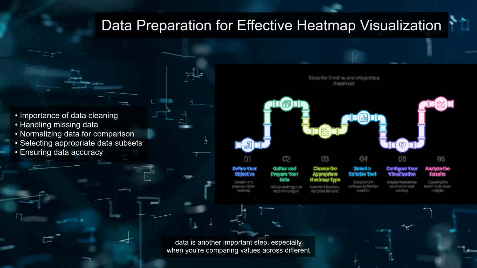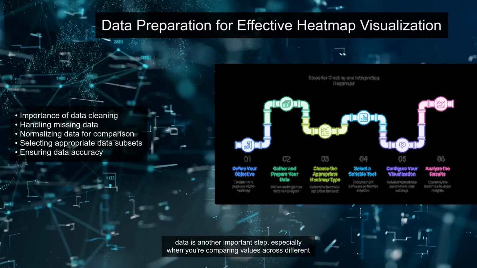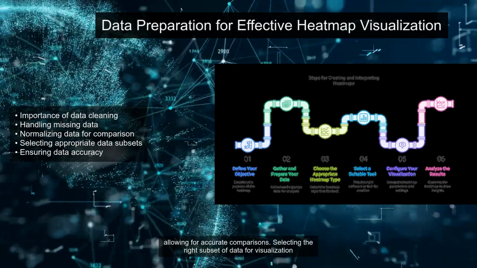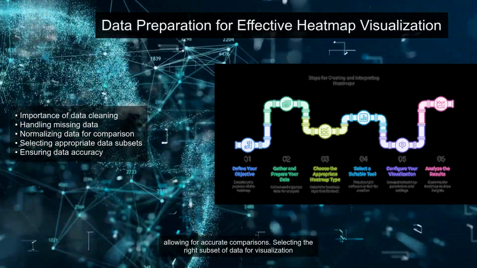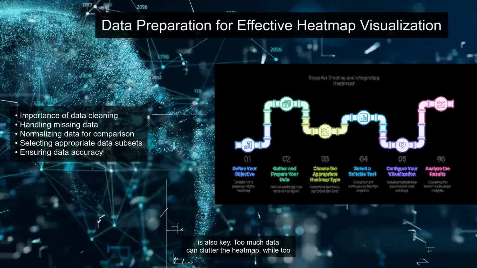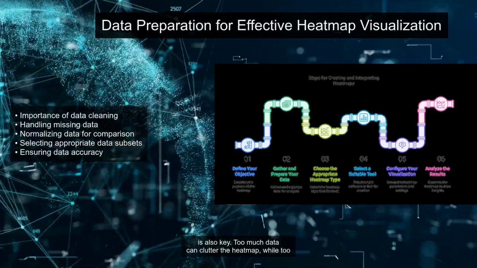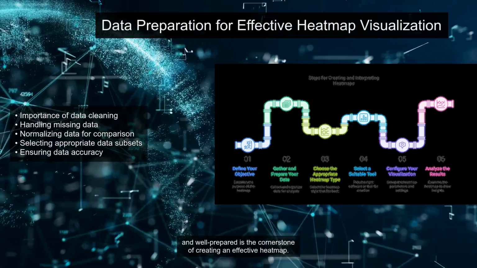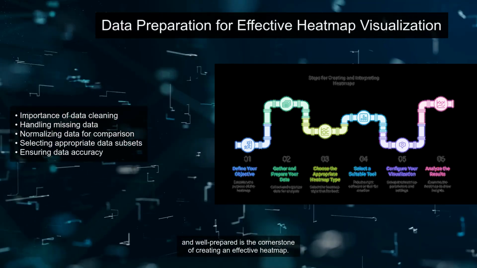Normalizing the data is another important step, especially when you're comparing values across different scales. This ensures that each value is represented proportionally in the heat map, allowing for accurate comparisons. Selecting the right subset of data for visualization is also key. Too much data can clutter the heat map, while too little may not provide enough information. Ensuring that your data is accurate and well prepared is the cornerstone of creating an effective heat map.